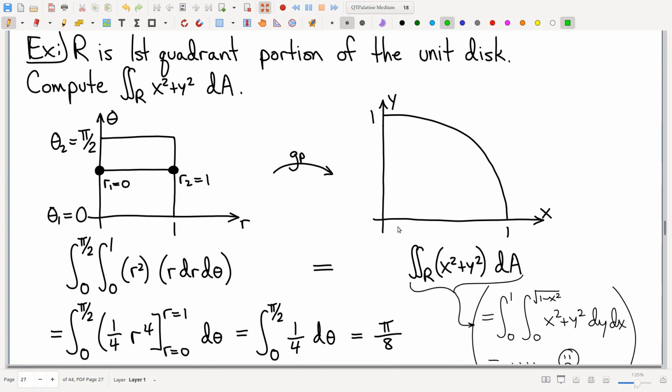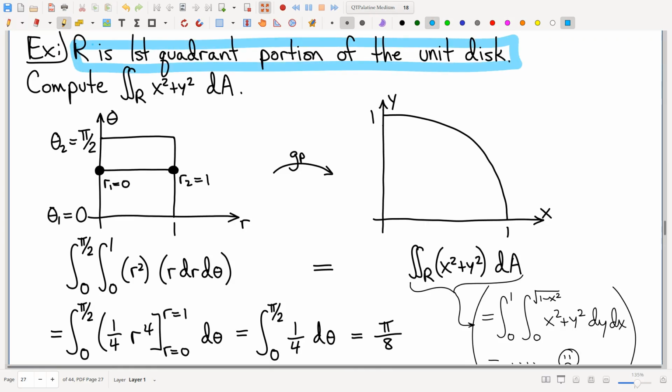Okay, so let's see here. We have the domain is this first quadrant portion of the unit disk, the domain for some integral. Why are we computing that integral? Doesn't matter. Some application. Let's just figure out how to do it. It's going to be a nightmare.